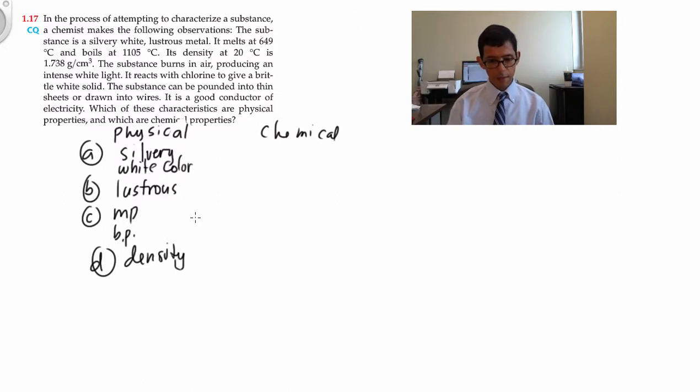Next, it burns in air. Okay, so what happens to a substance when it burns? It turns into something else, right? So A, under chemical properties, combustibility, flammability. Combustibility is a chemical property.